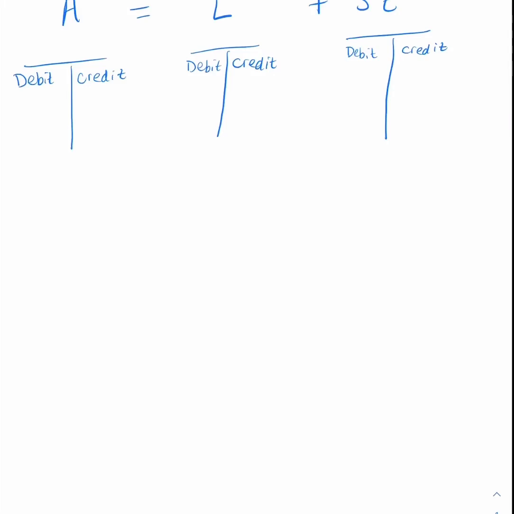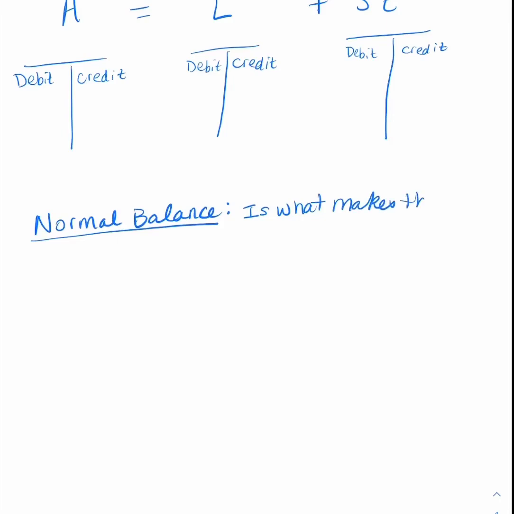The next thing we need to talk about is what is called a normal balance. A normal balance says this is what makes that particular account balance increase. If it is normal, then doing that to that account will make the balance increase. So the question is, do assets have a normal debit balance or a normal credit balance? The answer is that assets will increase with a debit and decrease with a credit.